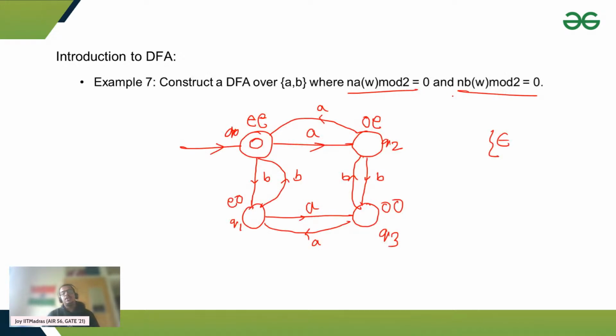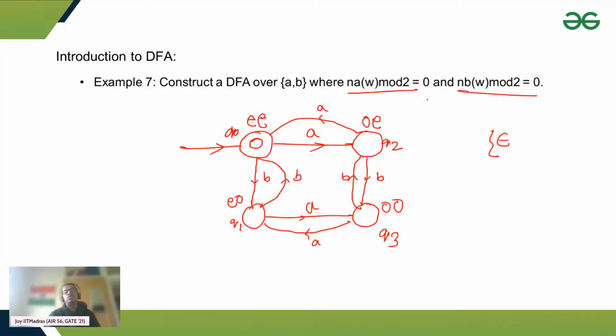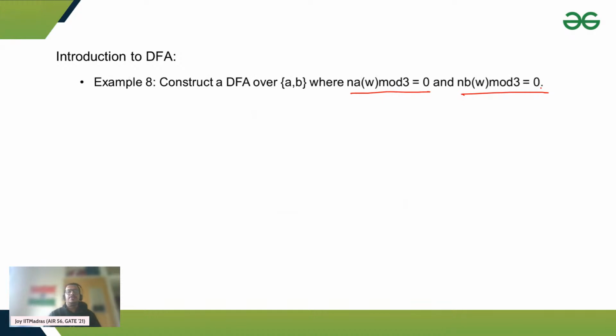In the last example, the number of A was divisible by 2 and the number of B was divisible by 2. In that case we had two remainders, 0 and 1, so 2 cross 2 gave us 4 states. Now here we have 0, 1, 2 for the number of A, and again 0, 1, 2 for the number of B. If we take both conditions, we do a cross product and get 9 states.